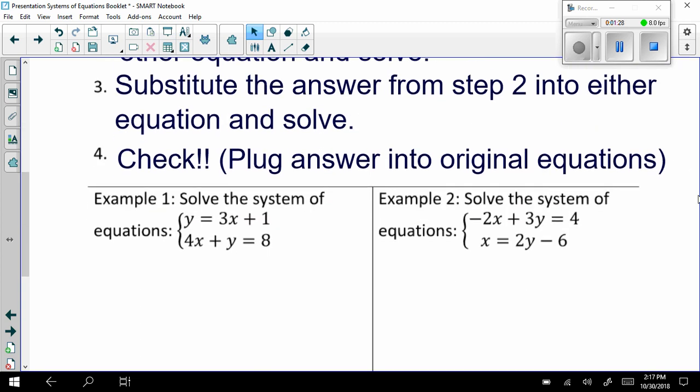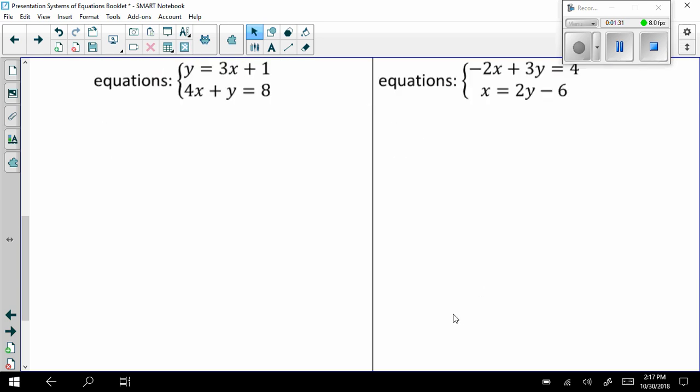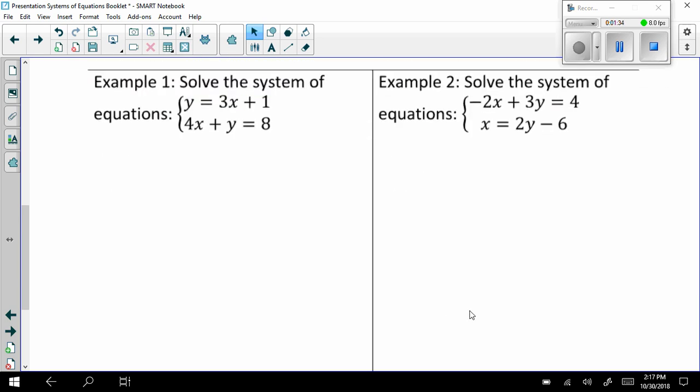So we have two examples we're going to look at here. In example 1, we have y equals 3x plus 1 and 4x plus y equals 8. You see right here how that y is by itself, so our step 1 is done for us. We don't need to solve for one of our variables because we already have the y by itself. So for step 2, we go to the other equation, and what we're going to do is replace this y with what y is equal to. So y is equal to 3x plus 1.